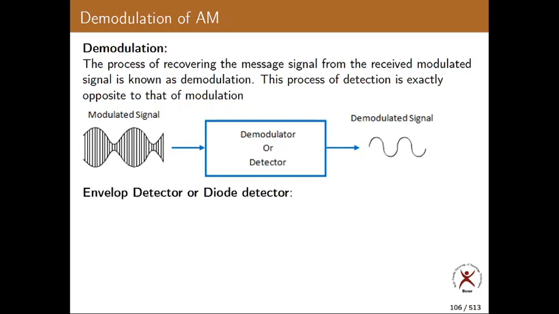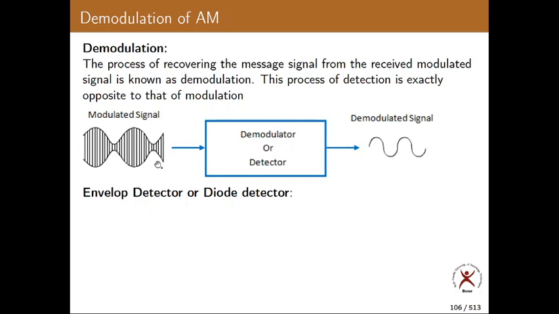Now, this demodulation is carried out by a device called envelope detector. You can also call it a diode detector. In the shortest form, I will call envelope detector as ED. ED stands for envelope detector. So, from now onwards, I will call envelope detector as ED.